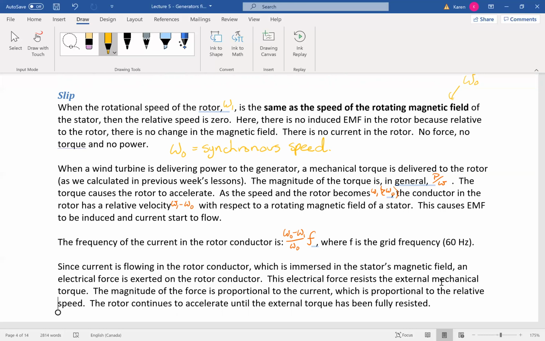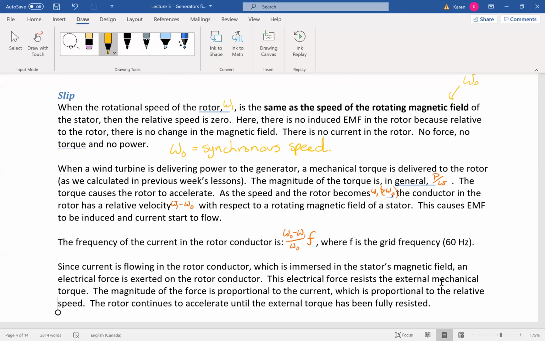Let's do a little bit of a review of what slip is. The rotational speed of a motor, we're going to call omega 1. When that is the same as the speed of the rotating magnetic field, which is the synchronous speed, then the relative speed would be 0. That would mean no EMF would be induced in the rotor. There's no change in the magnetic field, no current in the rotor, no force, no torque, no power.